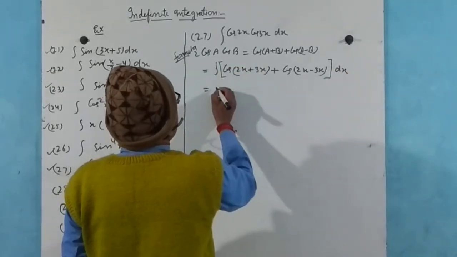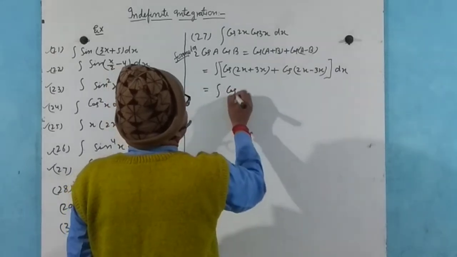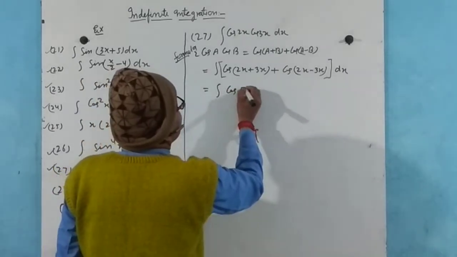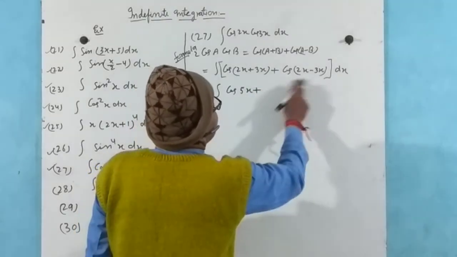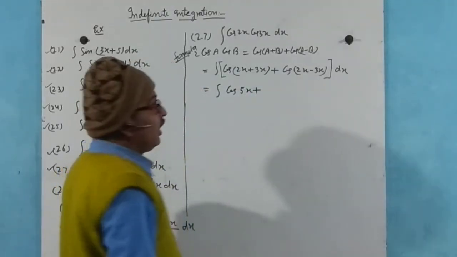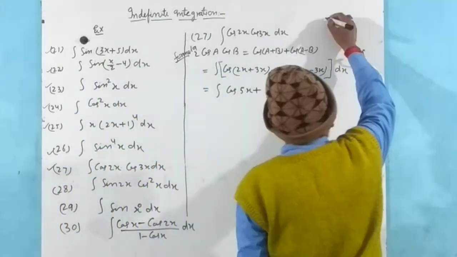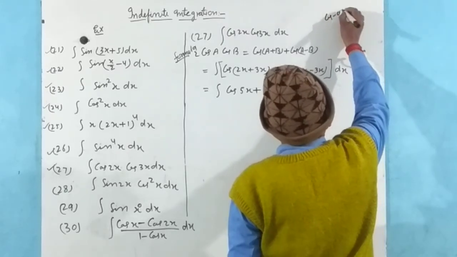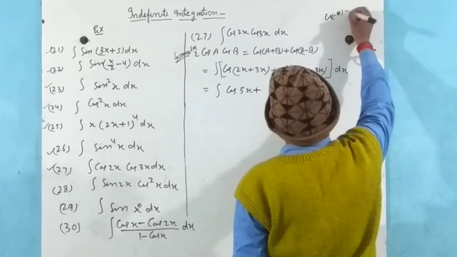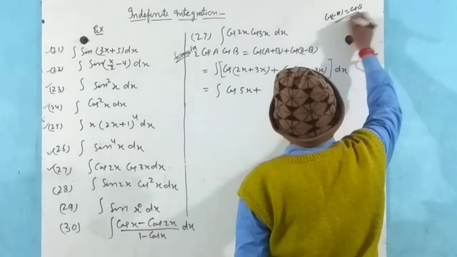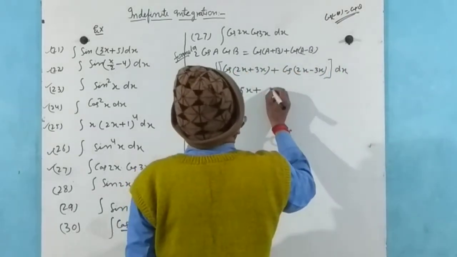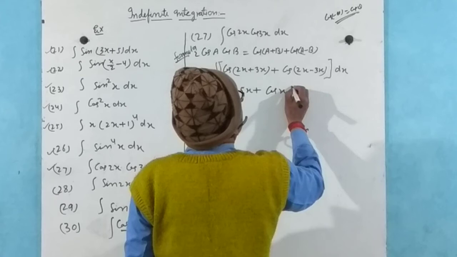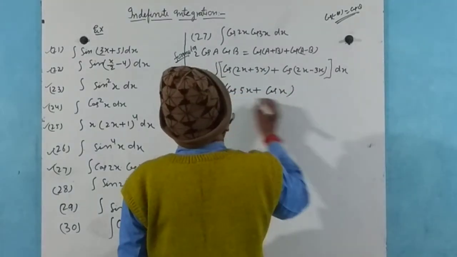Now the integration of cos 5x plus cos minus x. As you know, cos minus theta equals cos theta, so cos minus x equals cos x dx.